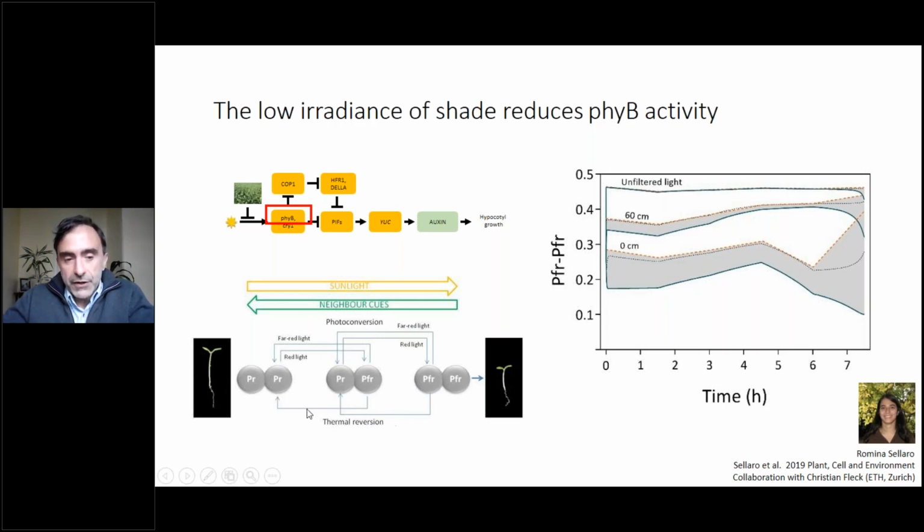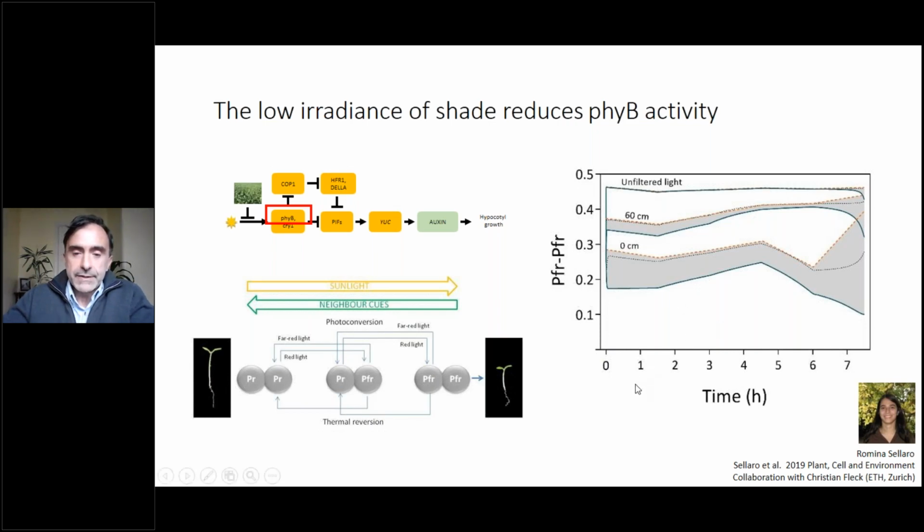Is this thermal reversion important? Is it significant in any way? Well, here we have the PFR level, which we have actually estimated based on a cellular model of phytochrome B, and we have recorded the light at the top of the canopy and at different positions within the canopy to feed this model. And here we have the dynamics of PFR starting at the middle of the morning and towards the end of the day.